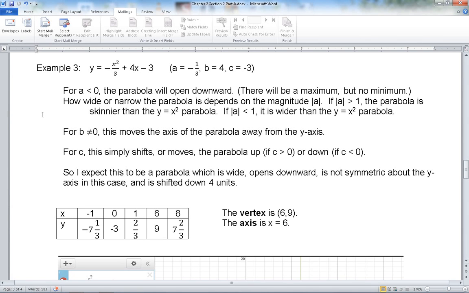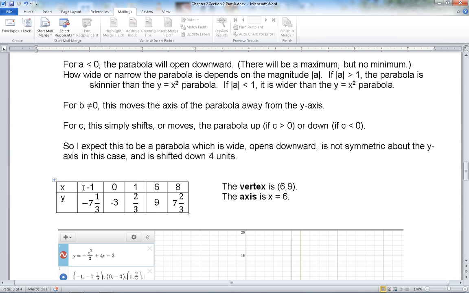When b is non-zero, this is going to move the axis of the parabola away from the y-axis. And for c, this is going to shift or move the parabola up or down. In this case, it'll move it down since c is negative. So I expect this to be a parabola which is wide, opens downward, and isn't symmetric about the y-axis in this case, and is shifted down 4 units.